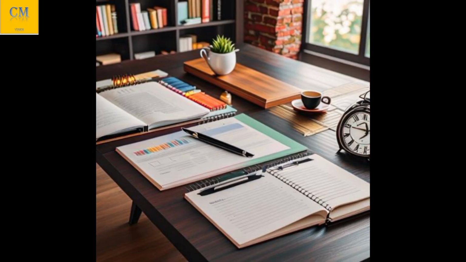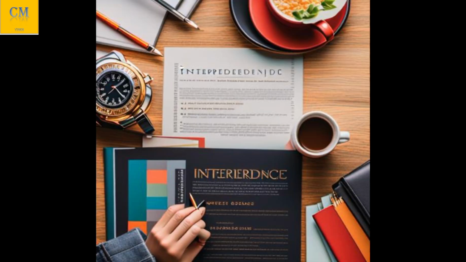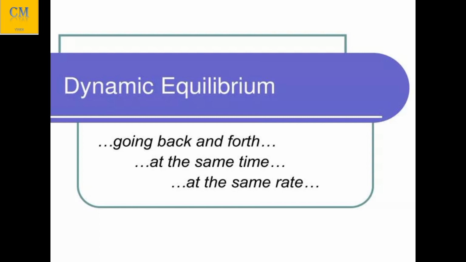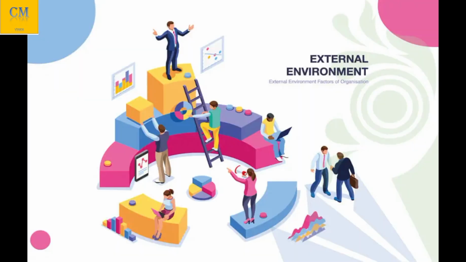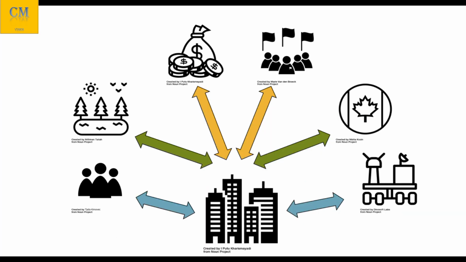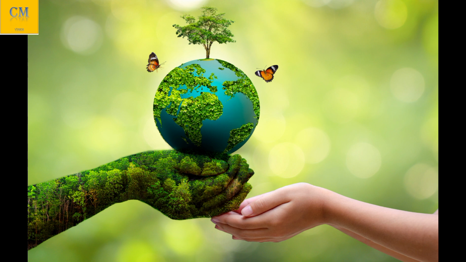Now let's talk about the characteristics of a system. There are four characteristics of a system. First one is interdependence. Second one is dynamic equilibrium. Third one is activity. And the fourth one is dependence on external environment. Now let's understand each one separately.